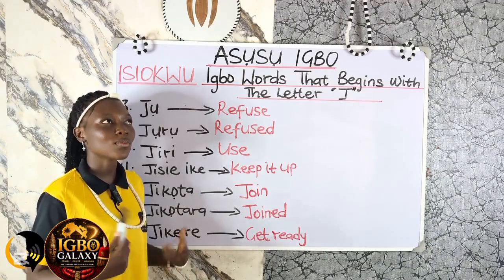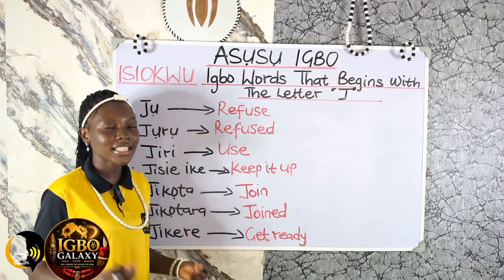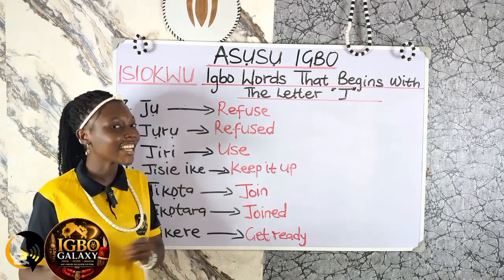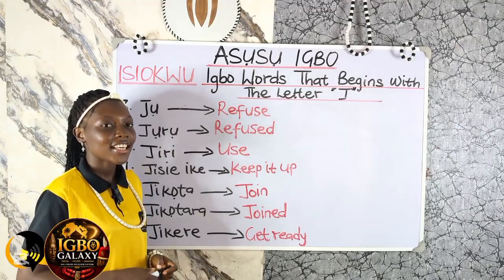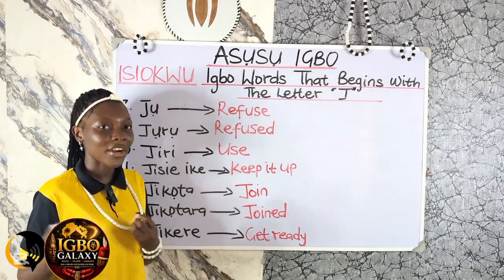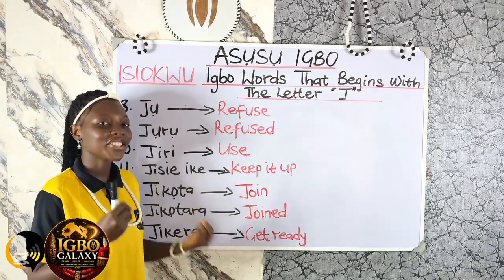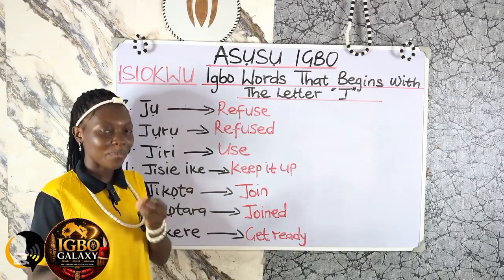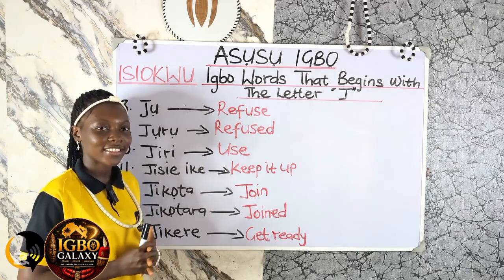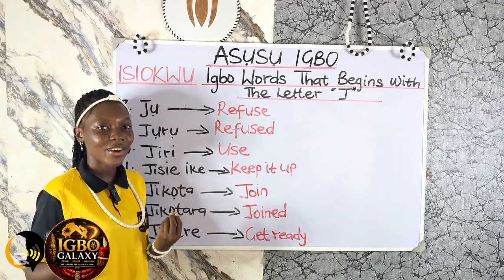That is why you hear people asking, Ị dị njikere? Are you ready? You see, ejikere m, I am ready. Then jikere, to get prepared. Jikere ka anyị pụọ. Get ready, let us go.